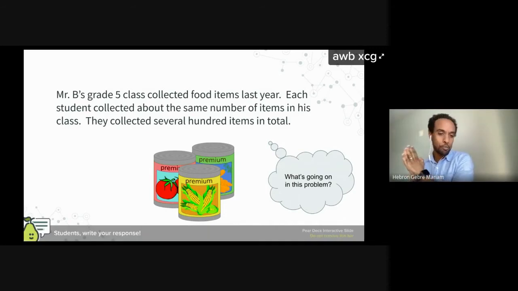All right, I'm going to read you this situation. Mr. B's grade 5 class collected food items last year. Each student collected about the same number of items in his or her class. They collected several hundred items in total. What's going on in this problem? You can pop it into our text slide here. What's going on in this situation?